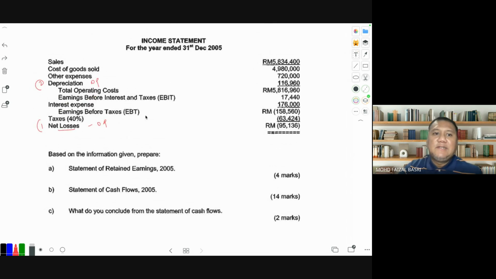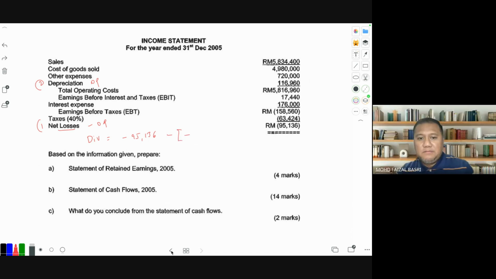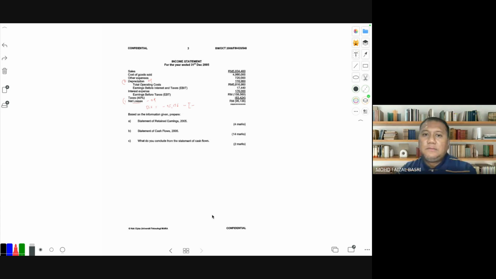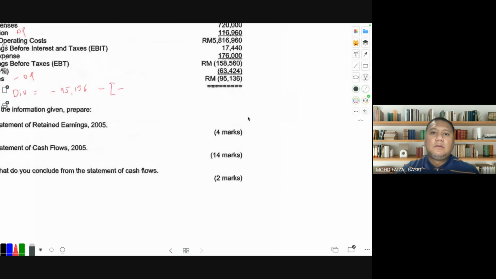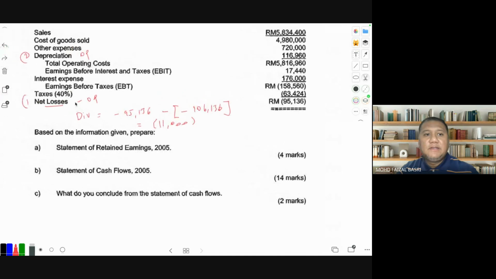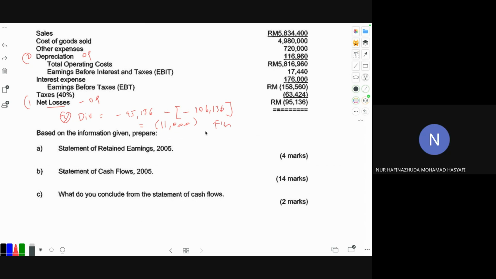So the only missing item for this question adalah the dividend. So dividend kita kena guna formula. So formula dia, remember tadi, net income dalam case ni is negative 95,136 and minus the difference. So the difference was retained earnings, 106,136. Okay, 106,136. So minus with minus, we plus. So 95,136 plus 106,136, you're going to get a negative 11,000. Okay, and this is the amount of dividend. This dividend, you're going to transfer dalam financing activities. You're going to minus lah, financing.